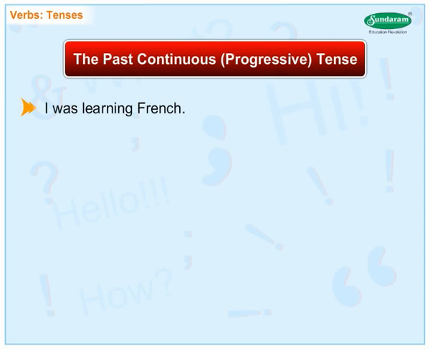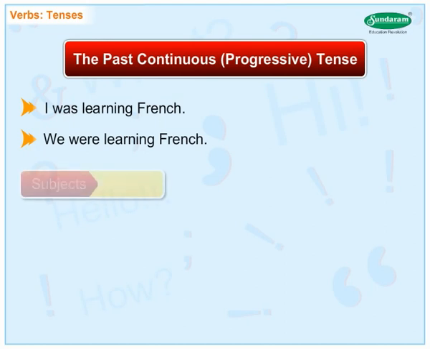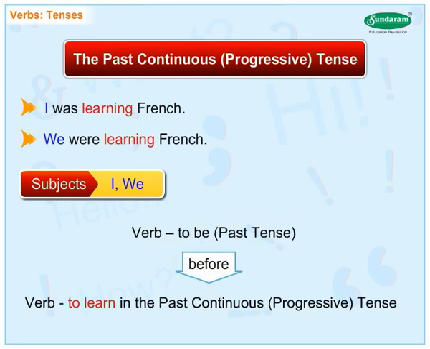The past continuous progressive tense. I was learning French. We were learning French. The subjects are I and we. The verb to learn takes the past tense of the verb to be before it in the past continuous progressive tense.